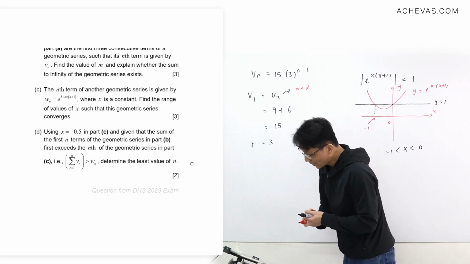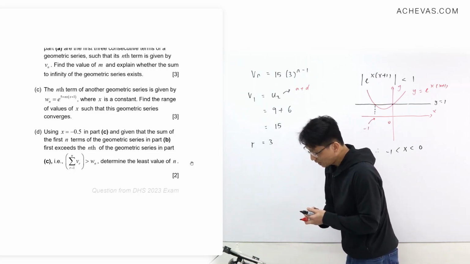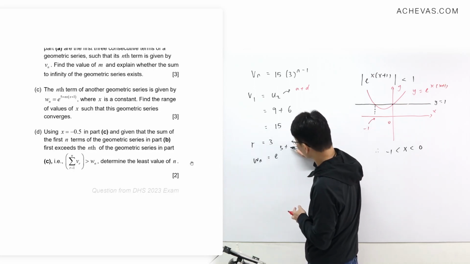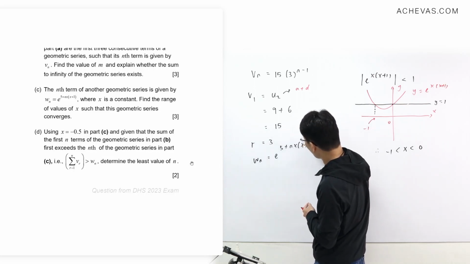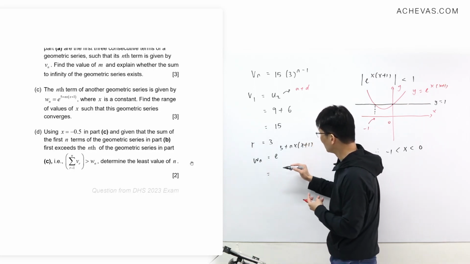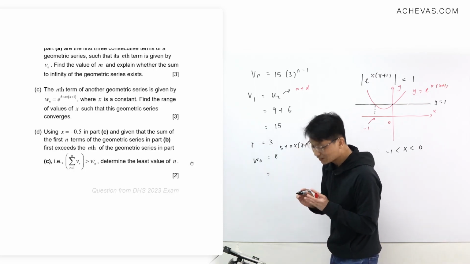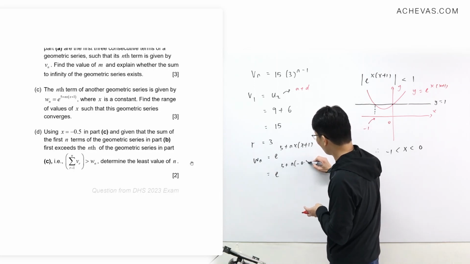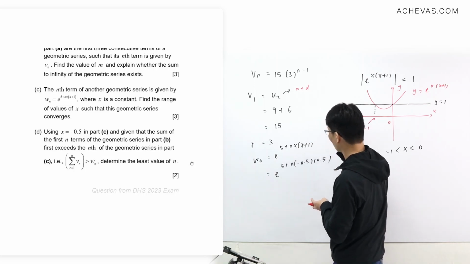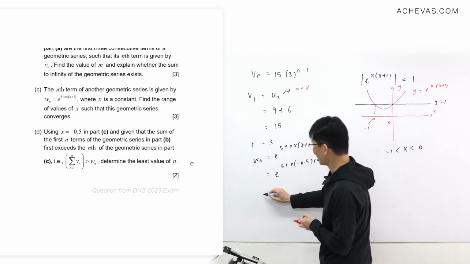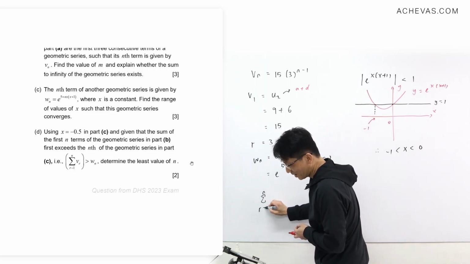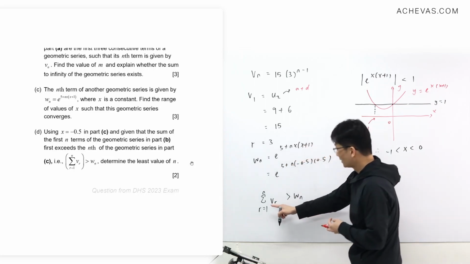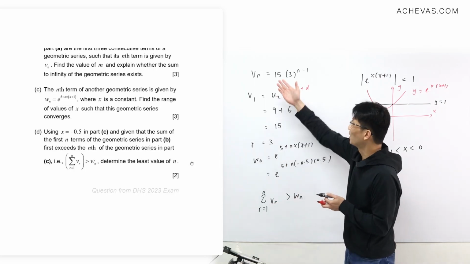For our part C, the GP is given to be Wn equal to e to the power of 5 plus nx, x plus 1. In this scenario, x is given to be minus 0.5, so I'll just replace this with minus 0.5. What the question wants is the summation of Vr greater than Wn.